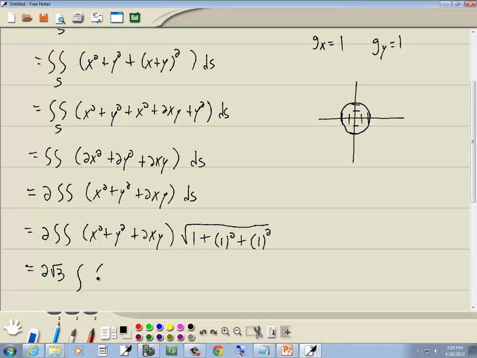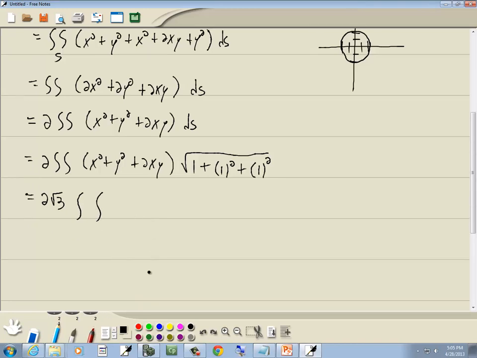And now let's do our setup, now that we've got that out of the way. Well, we're going all the way around circles, so we're going from theta is equal to 0 to theta is equal to 2 pi. And we start off at r is equal to 0, and we go to r is equal to 2, our radius.